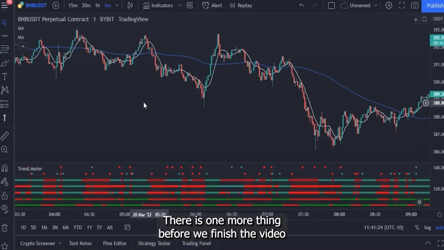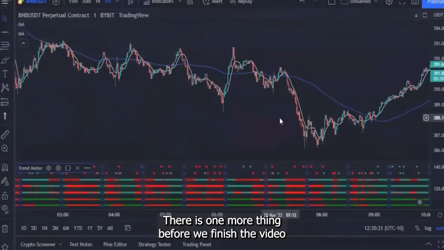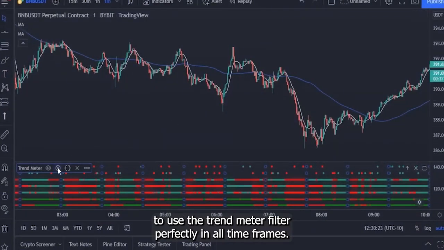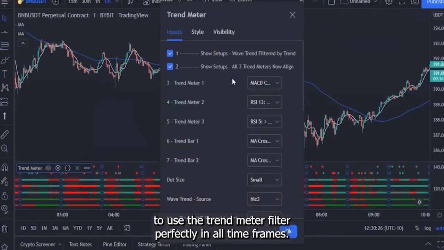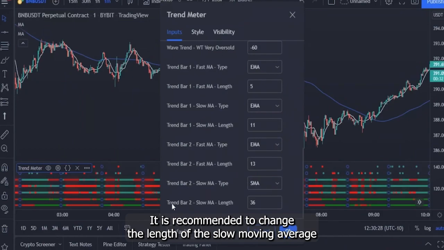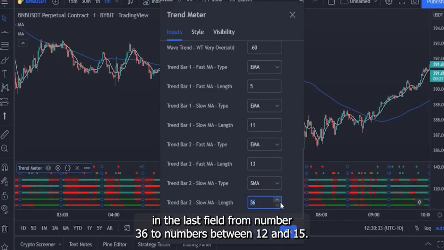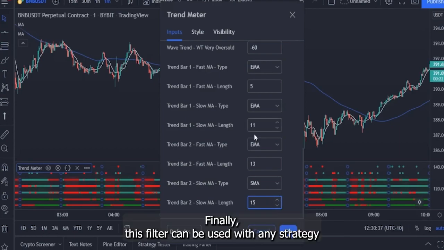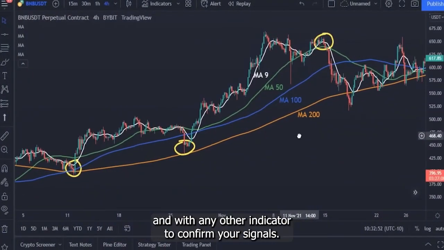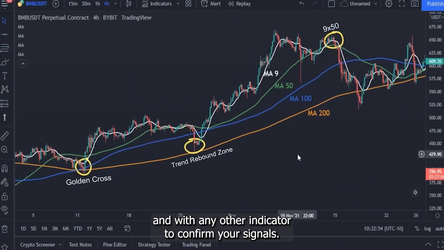There is one more thing before we finish the video. To use the trend meter filter perfectly in all time frames, it is recommended to change the length of the slow-moving average in the last field from number 36 to numbers between 12 and 15. Finally, this filter can be used with any strategy and with any other indicator to confirm your signals.